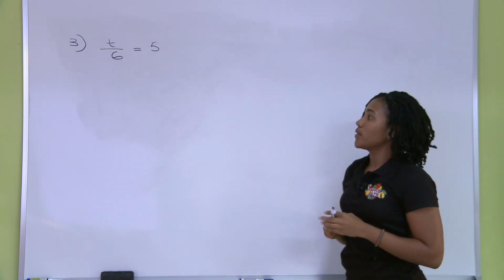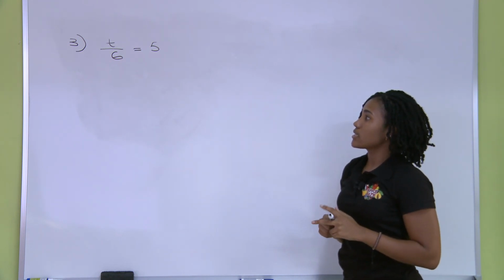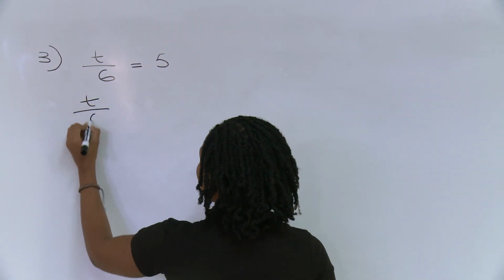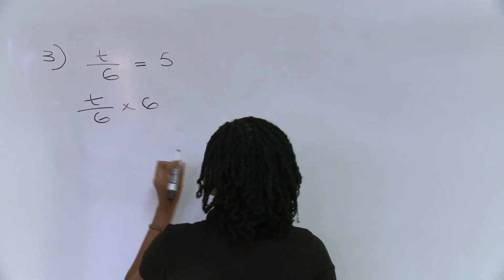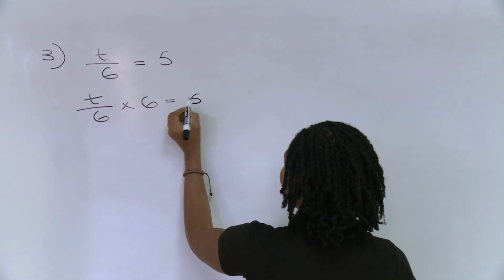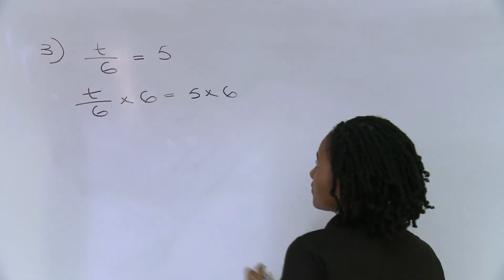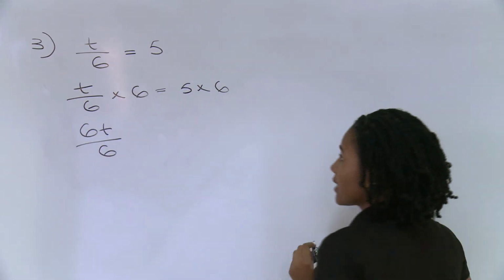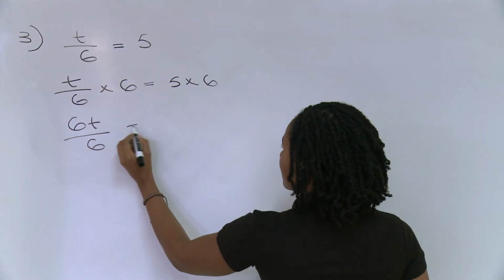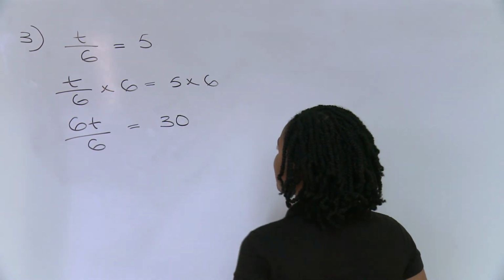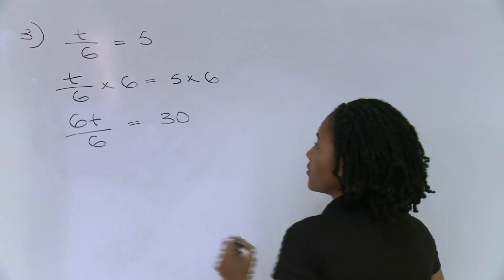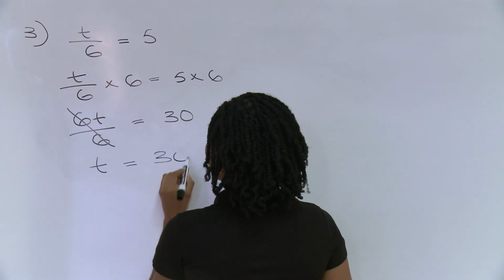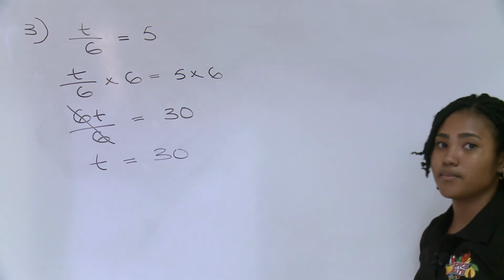Our third example is t over 6 is equal to 5. Multiply your left-hand side by 6 and do the same to your right-hand side. So we will get 6t over 6 is equal to 30. 6 into 6, 1. So now we have t is equal to 30.